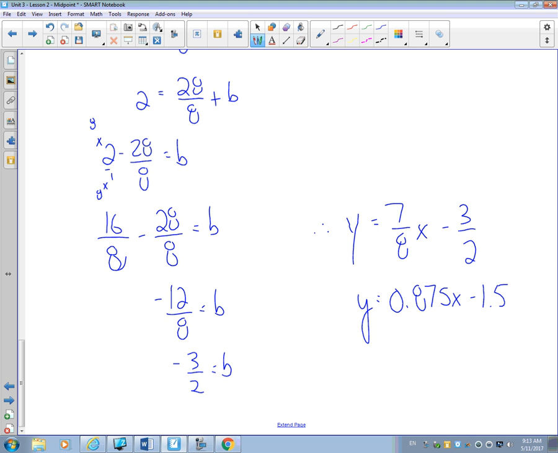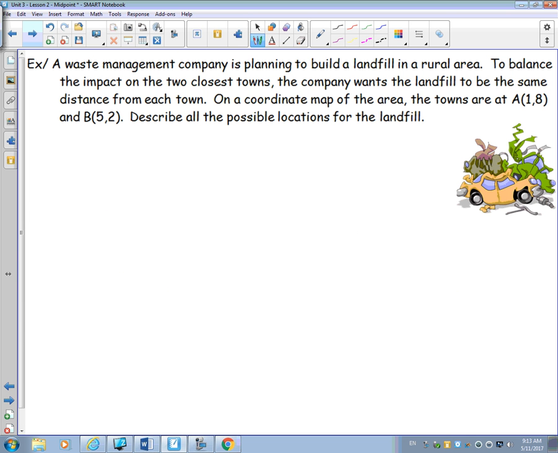Okay, last one, last idea, word problem. How do we apply some of this stuff? So, a waste management company is planning to build a landfill in a rural area. To balance the impact on the 2 closest towns, the company wants the landfill to be the same distance from each town. On a coordinate map of the area, the towns are (1, 8) and (5, 2). Describe all the possible locations for the landfill.